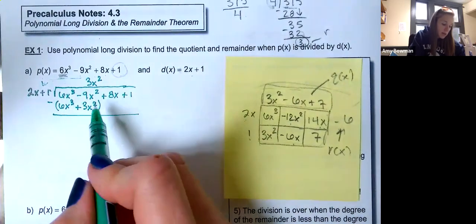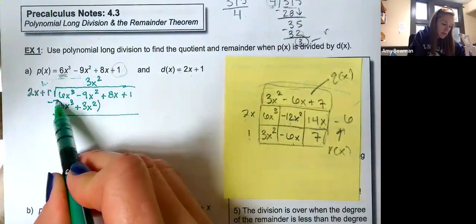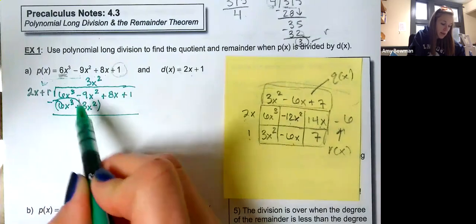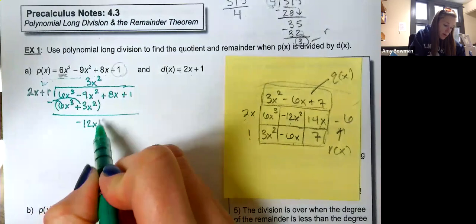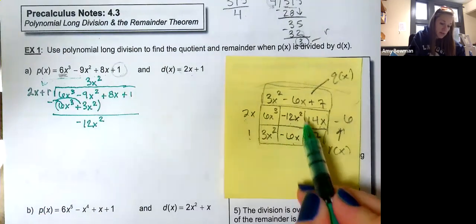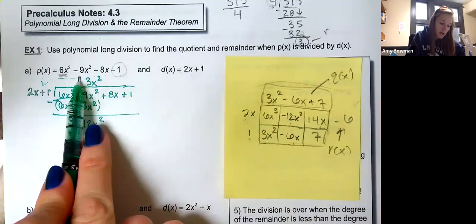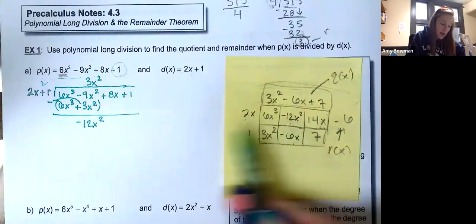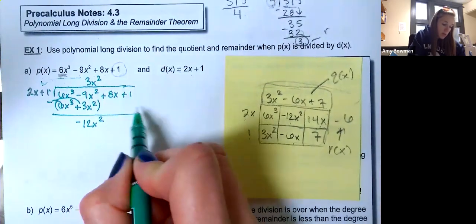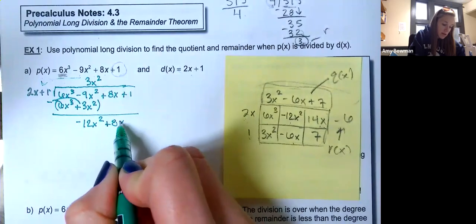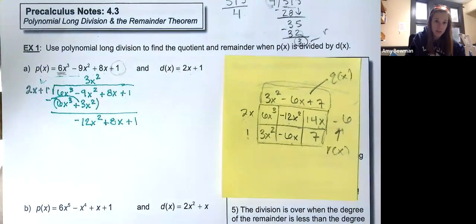So what's remaining of my x squareds would be negative 9x squared minus, so that minus gets distributed to the 3x squared. So it would be negative 12x squared. And that's how we got this negative 12x here, because we had positive 3, but we needed negative 9, so we subtracted 12x. That just happens here in the long division. Then we bring down the whole rest of the polynomial, so plus 8x plus 1. So we've just done the first round, and then we just continue with that.